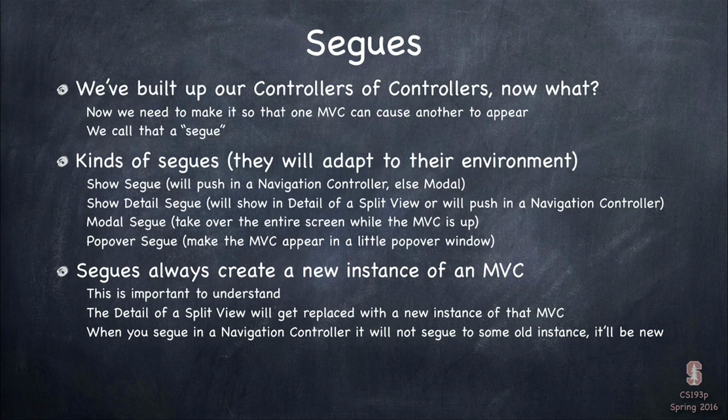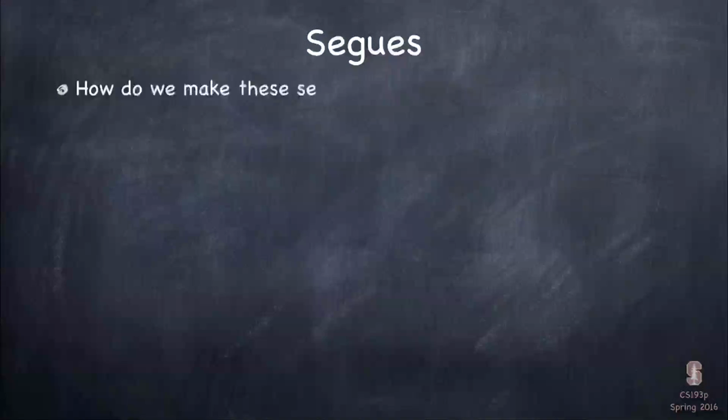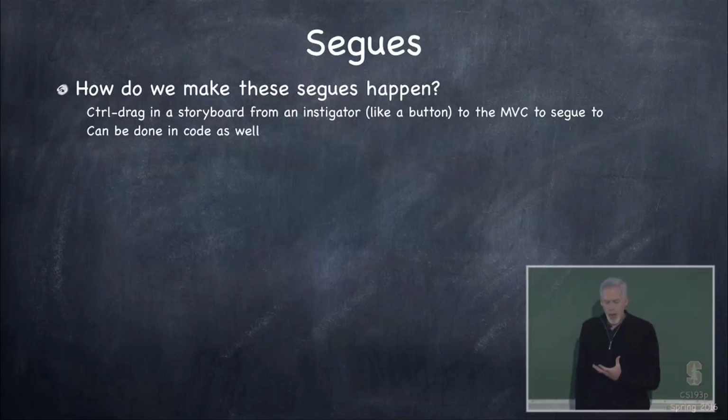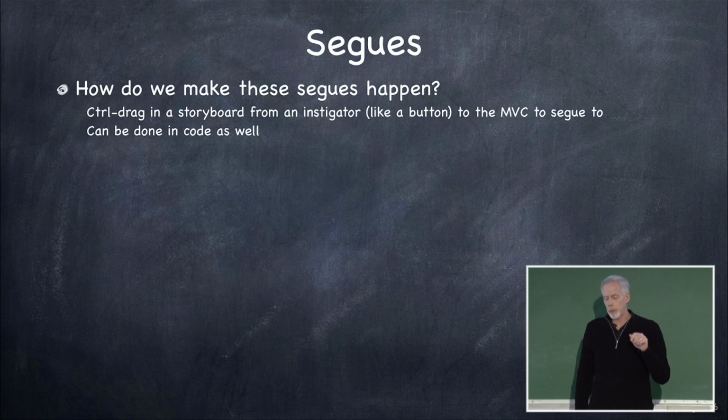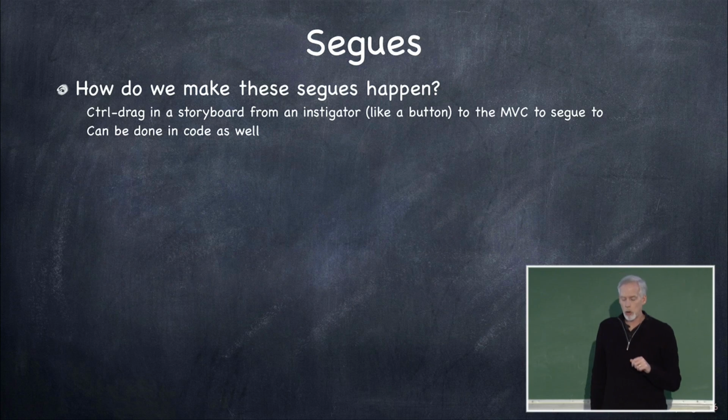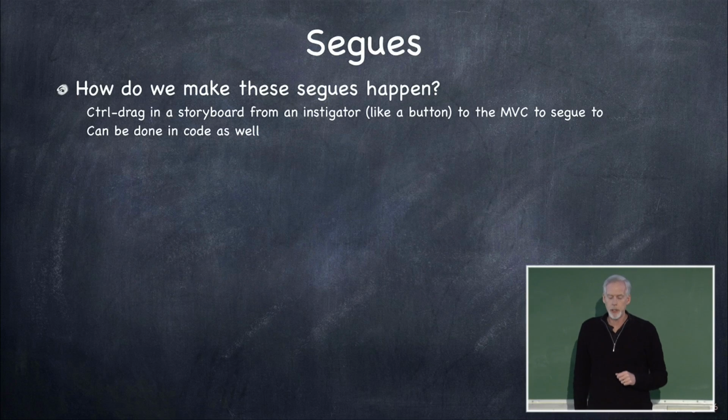That's even true in a split view. If you do a show detail segue, it replaces the MVC that's in the detail side. That's why we sometimes call a show detail a replace segue. Okay, that's kind of its old name. All right. So how do we make these segues happen? Okay, it's just like we always do, we control drag. Just like we control drag to wire up our MVCs to our split view controller and navigation controller, we're also going to control drag to determine how they segue to each other, okay, how they transition.